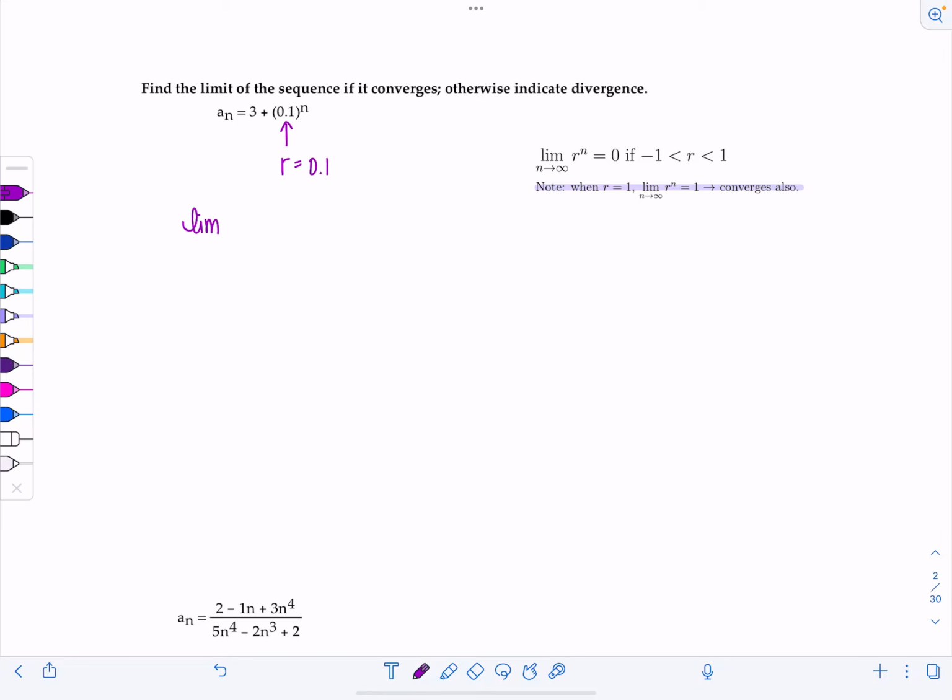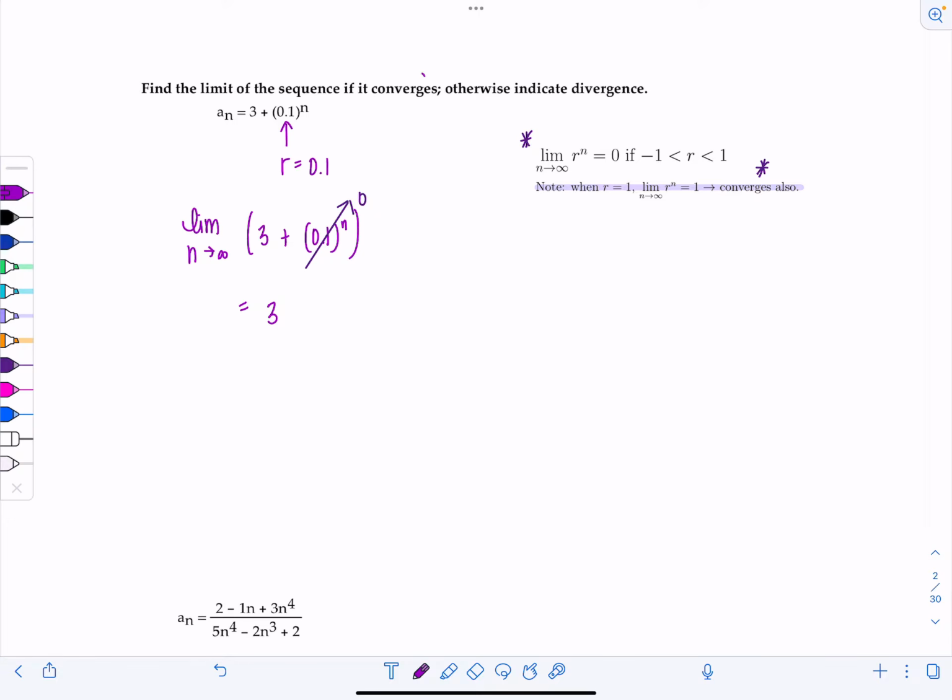So if I take the limit as n approaches infinity of a_n, which is 3 plus 0.1 to the n, this whole term here is going to go to 0 based on this fact, okay? And that should make sense because 0.1 is a fraction, right? It's less than 1, 1/10. If you keep multiplying something by 1/10 over and over and over, it's going to get smaller, smaller, smaller, go to 0. So the limit here is just 3 plus 0, which is 3, and that's a finite number.